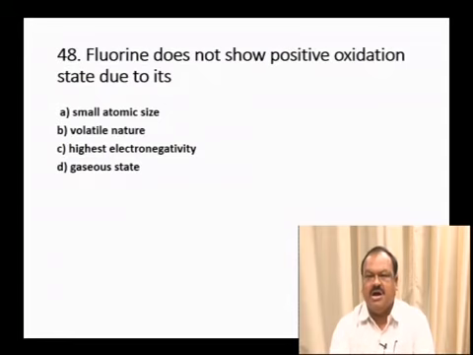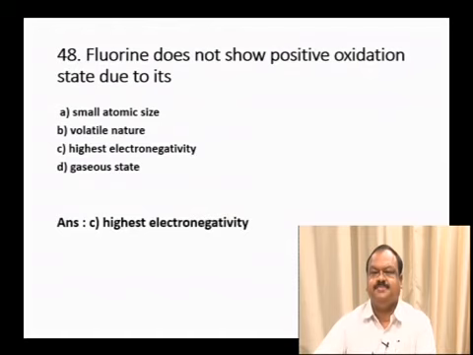Among the options, smaller atomic size, volatile nature, highest electronegativity, gaseous state. A, B, D or A, B, C, D. Even though it looks correct, the appropriate answer is the highest electronegativity of fluorine. It does not allow fluorine to exhibit a positive oxidation state. So the answer is C.